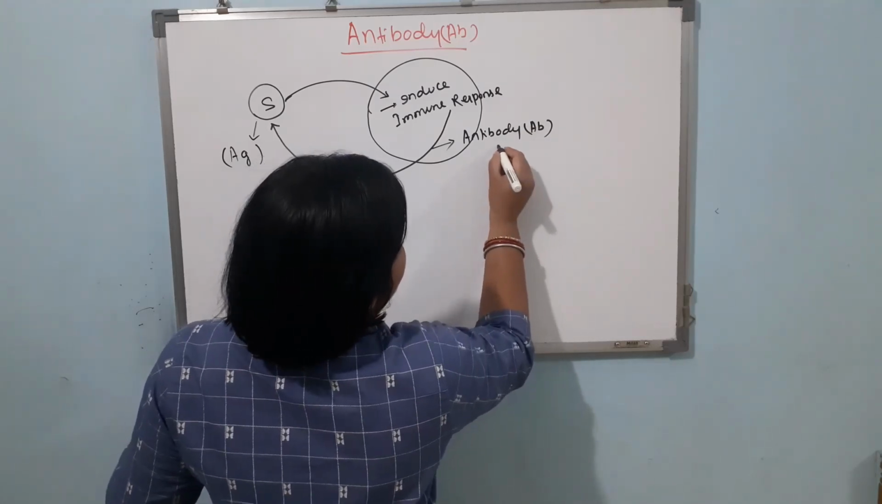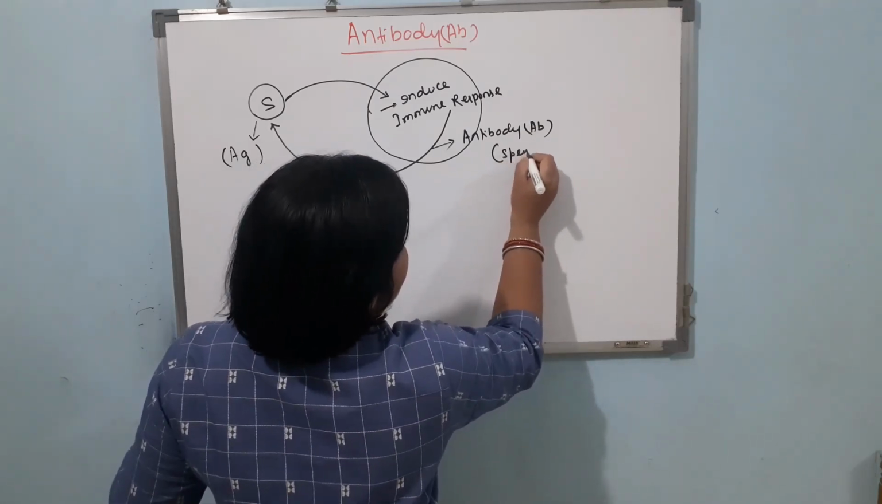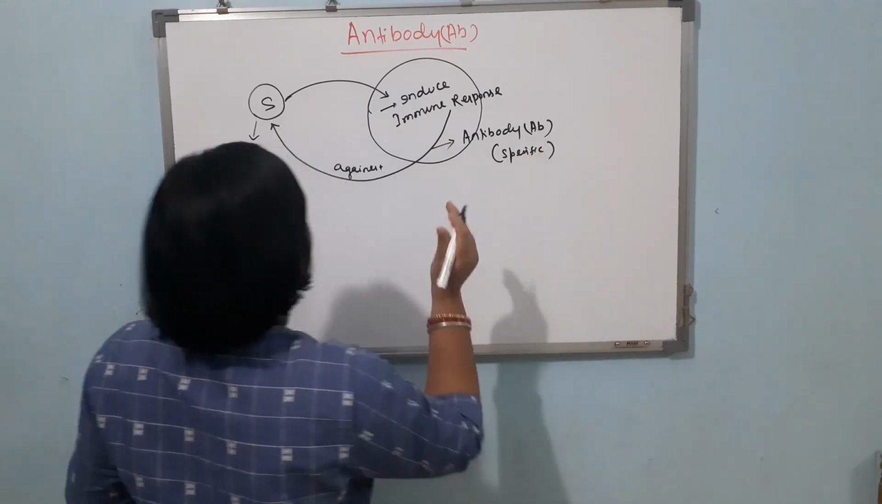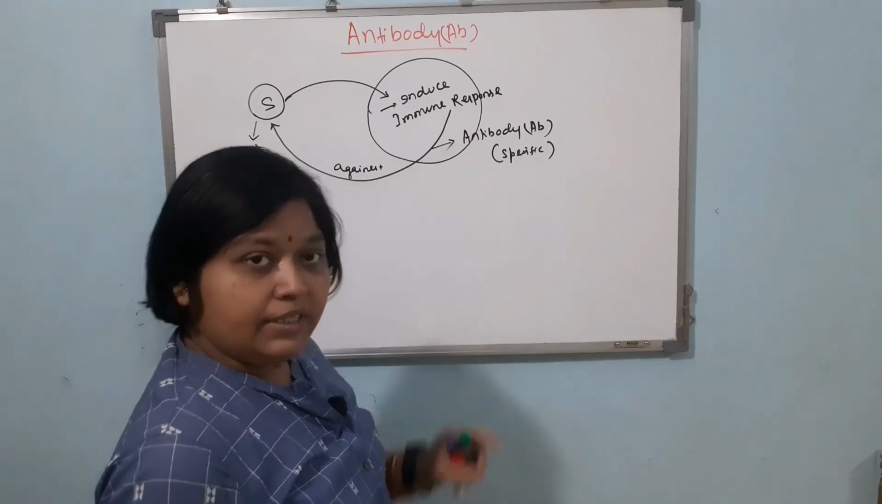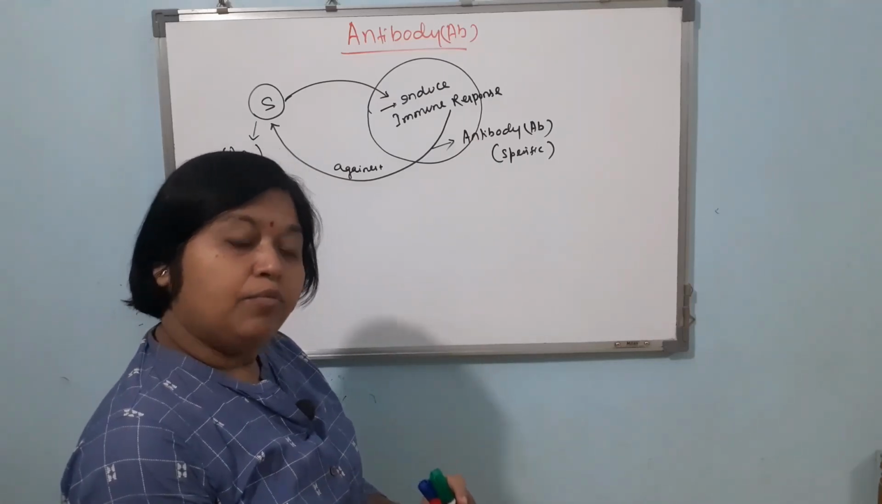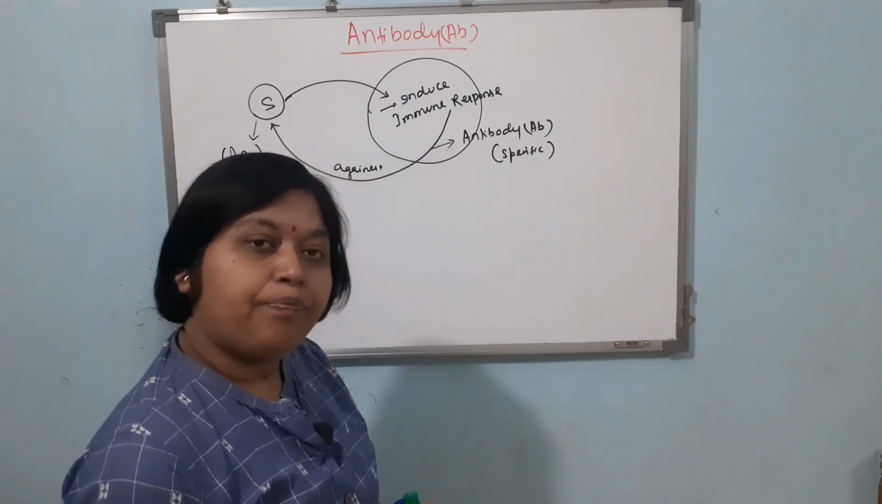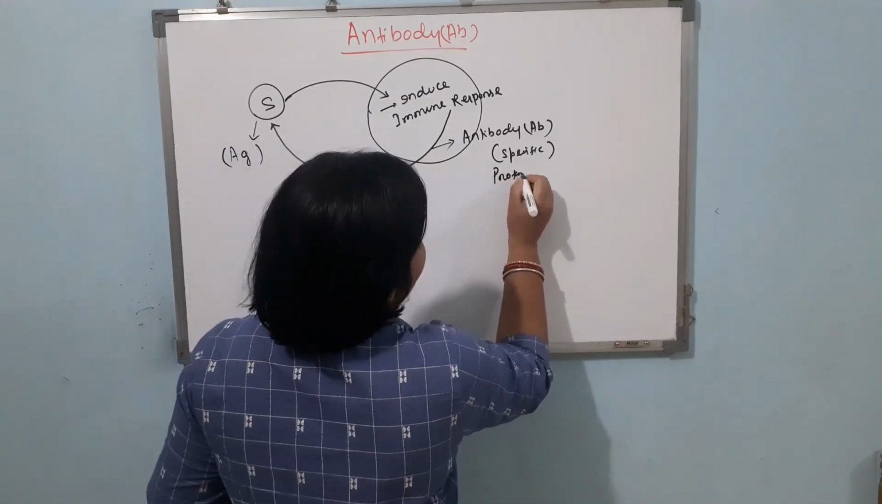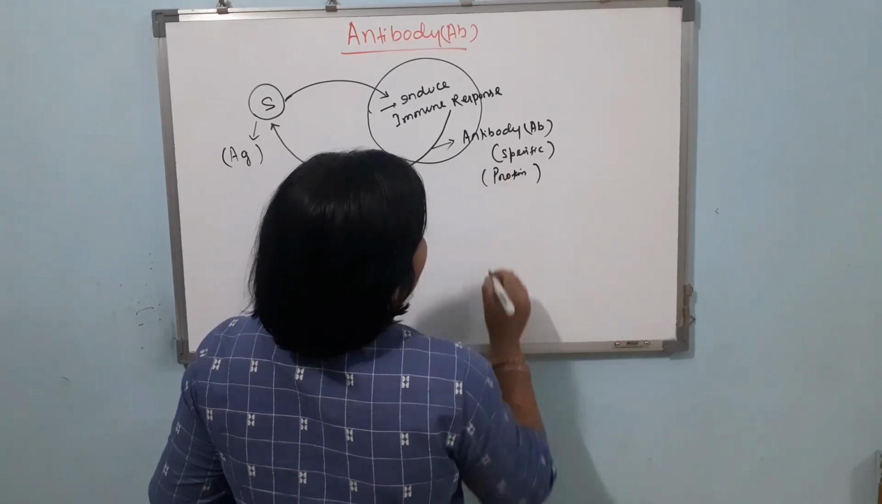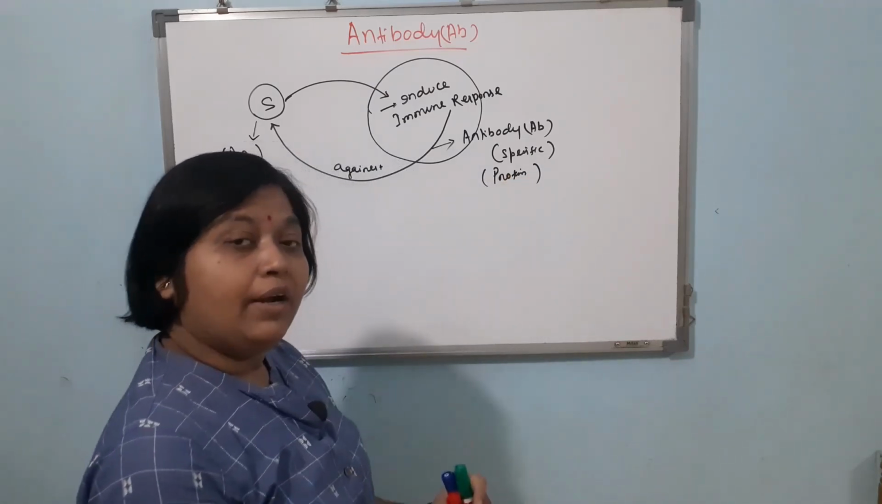Which is specific to that particular antigen. These antibodies are produced in body serum. They are protein in nature. Normally they are globular protein.